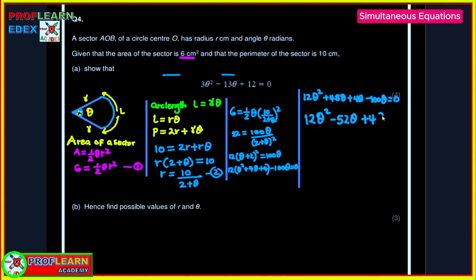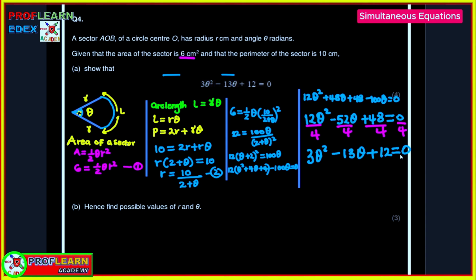Of course, we can divide by 4 all through. We are going to end up having 3 theta squared minus 13 theta plus 12 is equal to 0. That's exactly what you were supposed to show. The strategy was to find the equation for the area of the sector, find the equation for the perimeter, make r the subject, and then substitute for you to have an equation that has only theta.